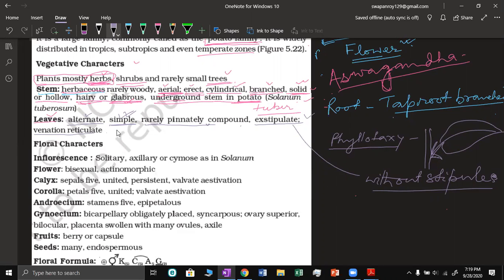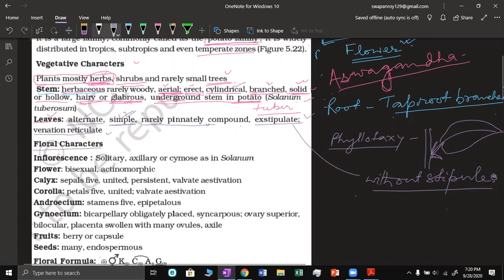So I told you the important points. First, whether the leaf is simple or compound. Then the phyllotaxy: alternate, opposite, or whorled. Then whether the stipule is present or not, and the venation in the leaves. After that, there is the floral character.